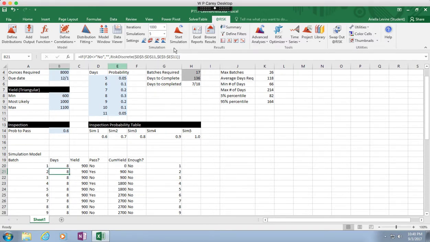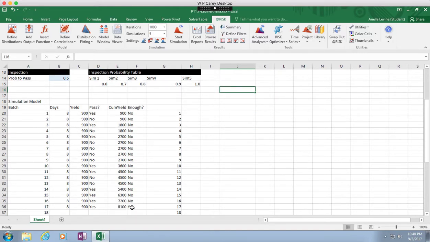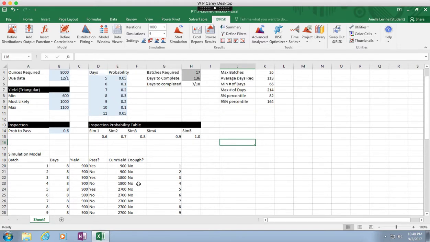Very exciting, I know. So this one I say, well, refer to that enough column. If it's enough, I don't need to continue forward. All of this will stop once I hit yes down here. As soon as I have the correct number of units, we stop. We don't need to do any more batches. But there's so many variables that go into it.